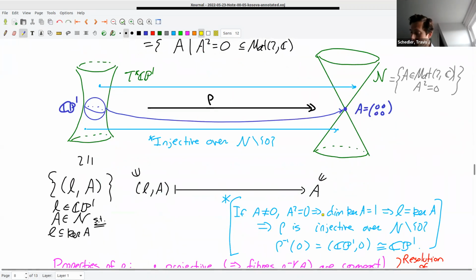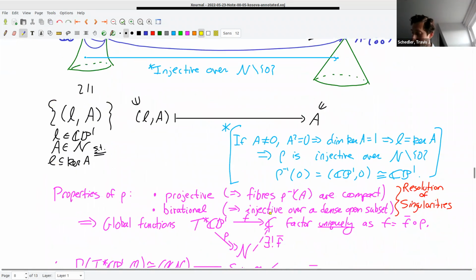What Springer discovered is that there's this amazing map connecting them: you can view this cotangent bundle as pairs of a point in the Riemann sphere, or a line in the plane, and a square zero matrix who has that inside its kernel, so that it takes L and sends it to 0. If you look at those pairs, that gives you a model for this cotangent bundle. And if you project a pair to just the matrix part, the A, then you land inside of the square zero matrices. This map here is what's called a resolution of singularities.